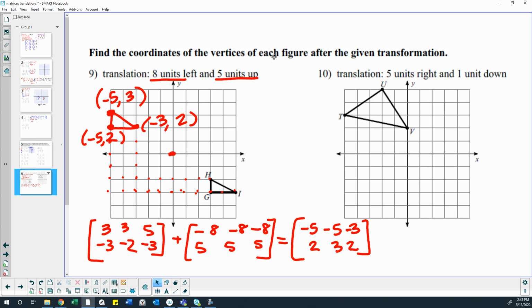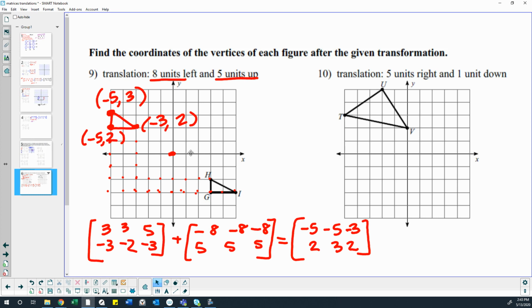Okay, let's look at the other type of problem in this assignment. So we're trying to find the coordinates of the vertices after each transformation. So we have a translation that's going to happen 8 left and 5 up. They already gave us this picture. We're going to take all of those points and move every single point, G, H, and I, to the left 8 and 5 up. That would put our new triangle over here. And you can see that I counted out and found those coordinates.